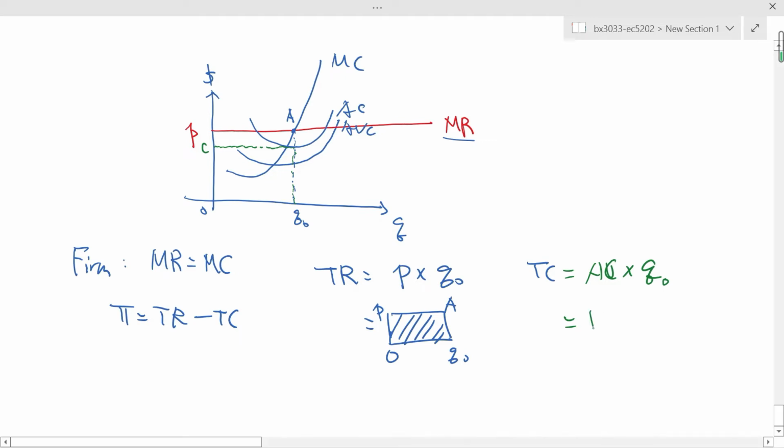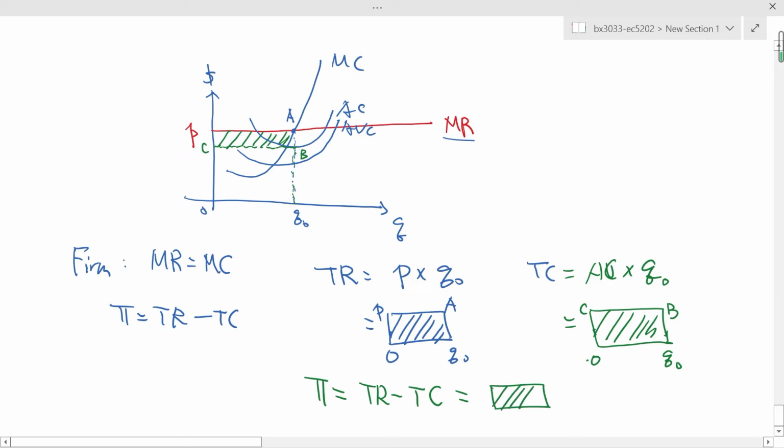So it's the area of this rectangle O Q0, let me call this point B, B C. And the profit is the difference between them. So profit, total revenue take away total cost, is this rectangle P A B C. That's the difference.